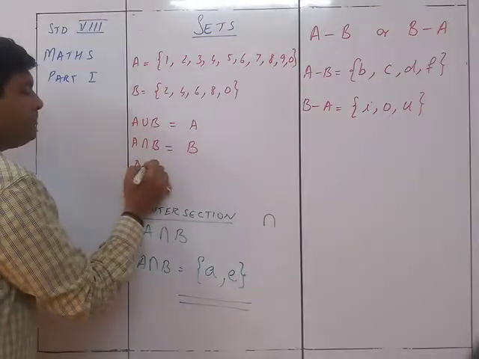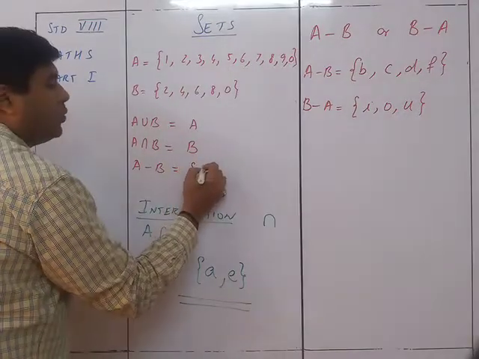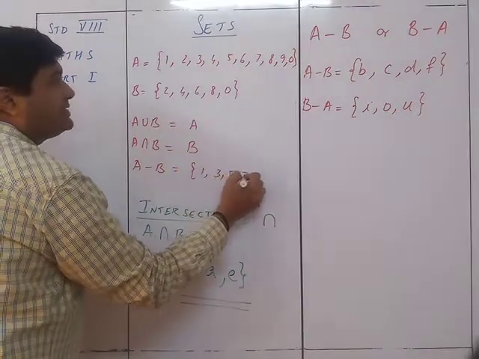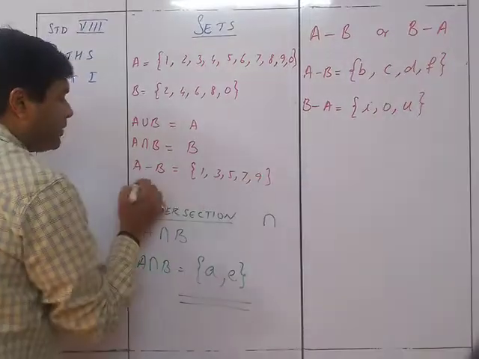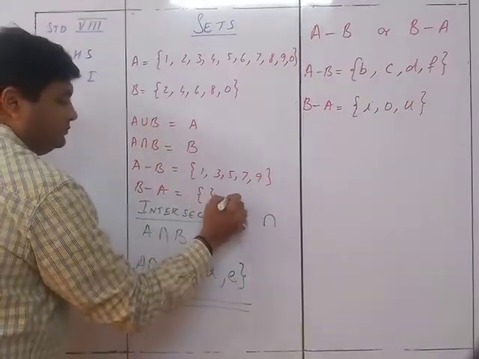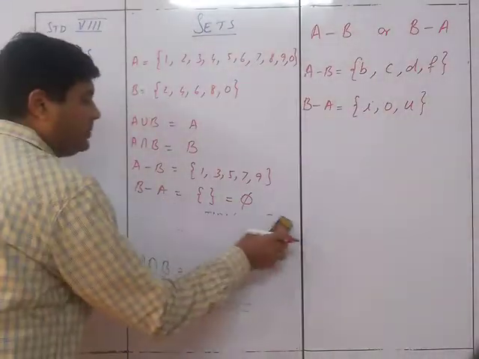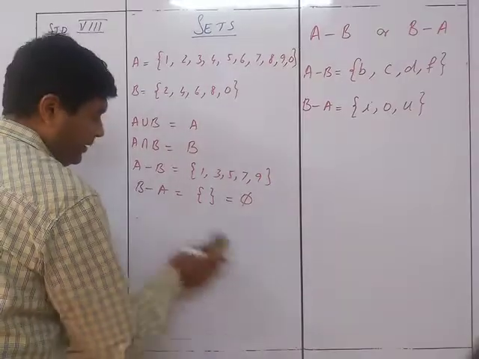In case of A minus B, what will be A minus B? A minus B will be equal to 1, 3, 5, 7, 9. But what will be B minus A? B minus A will be null set. Why? Because all the values of B are present in A.